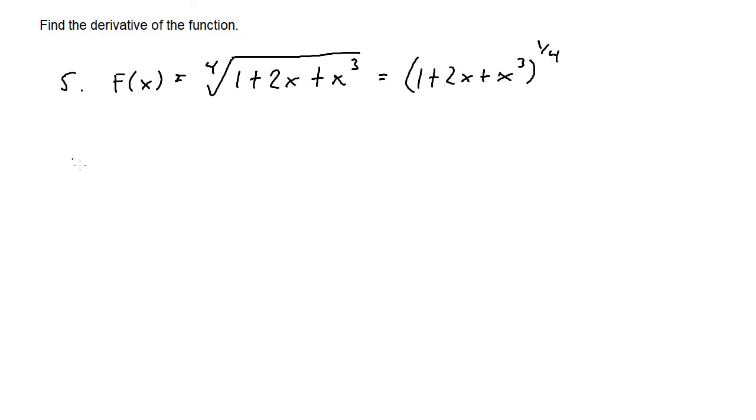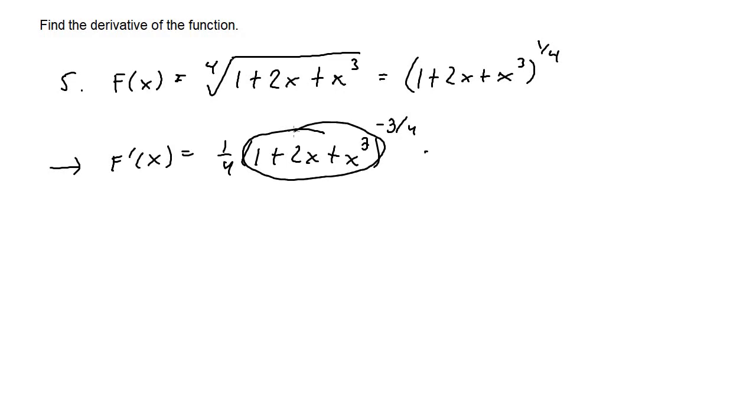So once again, when you're deriving here, we get f prime of x equals, now we take the derivative of the outside function, so we bring the power down using the power rule, leave the inside function alone, so 1 plus 2x plus x cubed, subtract the power by 1, so 1 over 4 minus 1, or 1 over 4 minus 4 over 4, is negative 3 over 4. And because we have an inside function and we're using the chain rule, we multiply by the derivative of the inside function. And the derivative of 1 plus 2x plus x cubed is going to be 2 plus 3x squared.